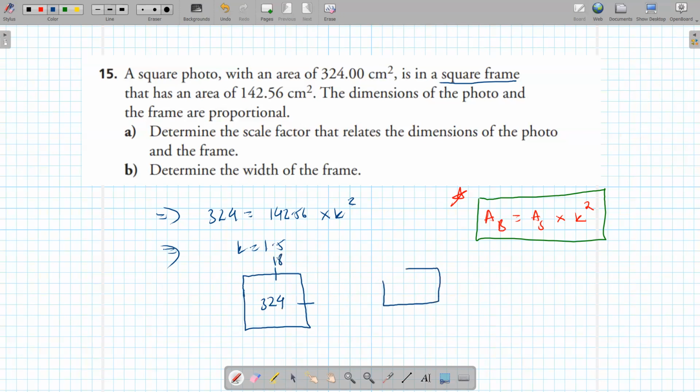The smaller frame had an area of 142.56, right? Let's square root this and we're going to see if we did it right. If you square root this, you get like 11.94. But we know the scale factor is 1.5. If we divide 18 by 1.5, we should get approximately the same thing. It's 12. So yeah, we've done it right. So area big and area small, when it comes to scale factor, it's k squared, not just k.